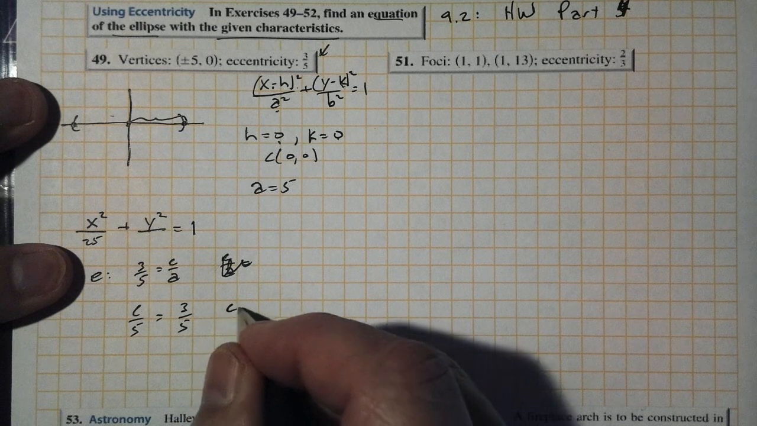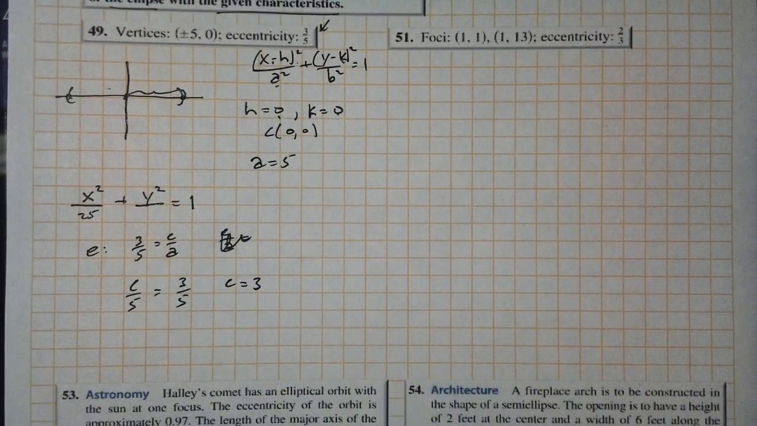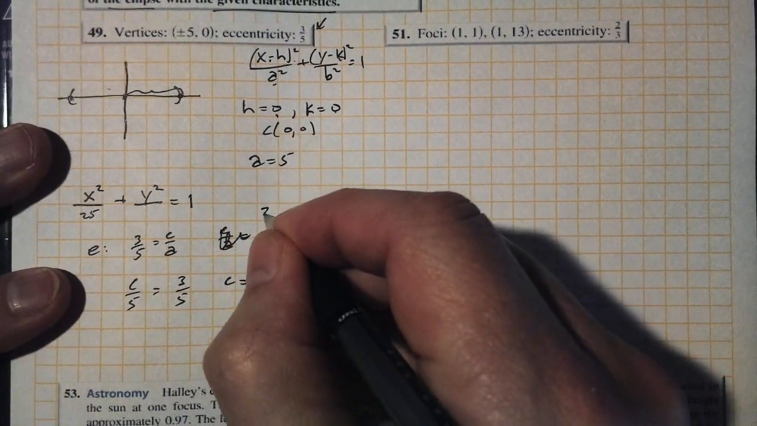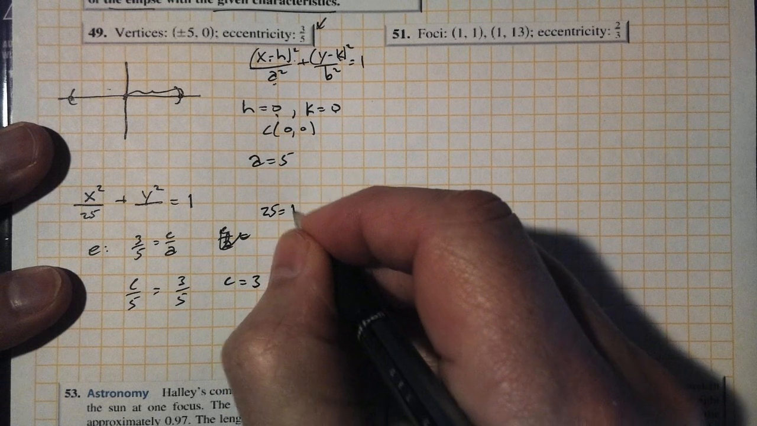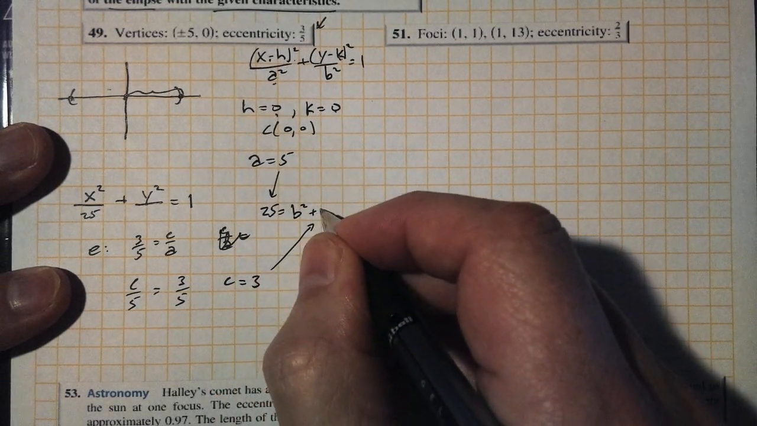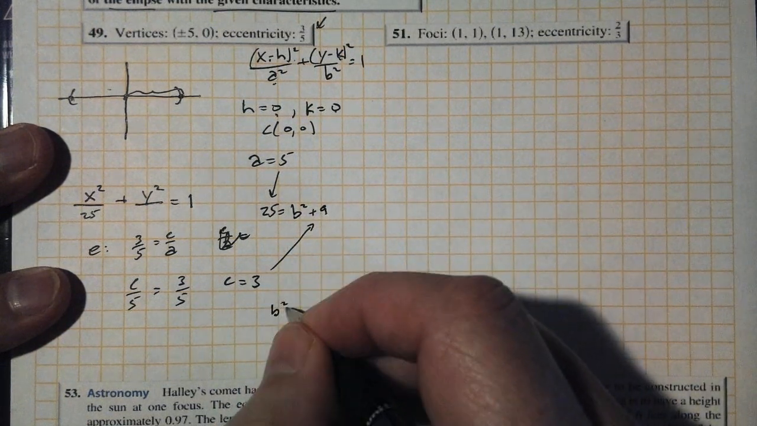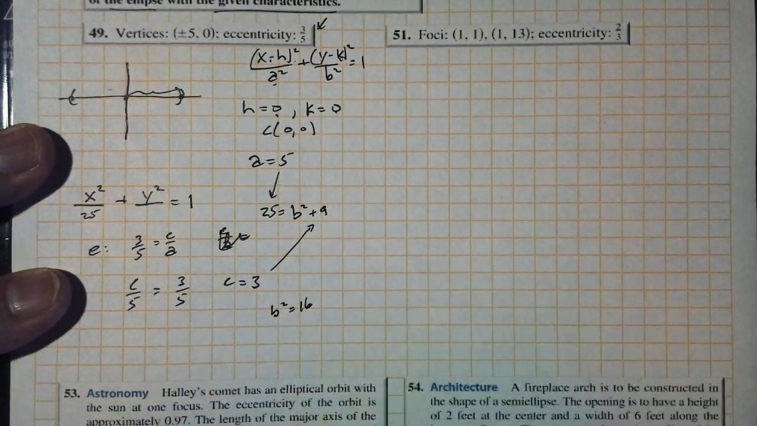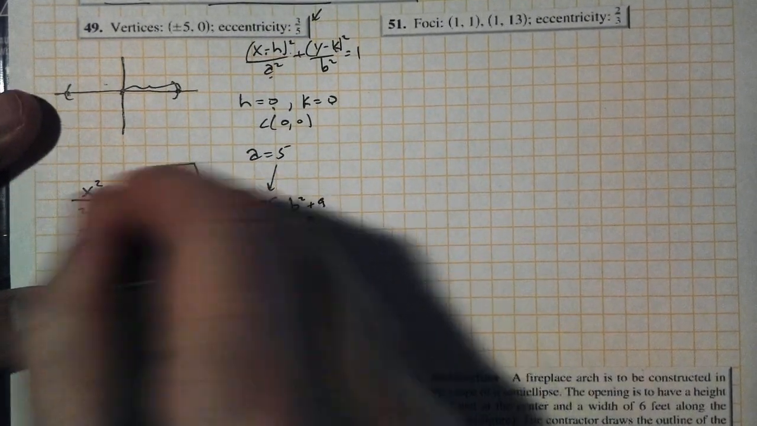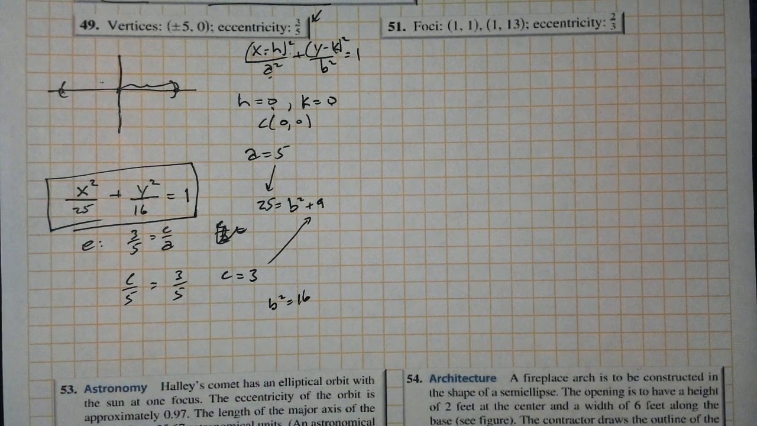So we find out that c equals 3. Not my favorite. What I'd rather have is b. But a squared equals b squared plus c squared. B squared is 16. B is 4 if you care, but we really don't care. We're looking for the equation. We want to know what b squared is. And there we have it.